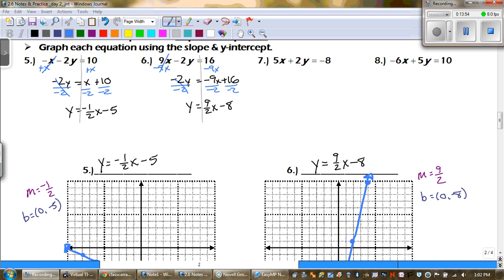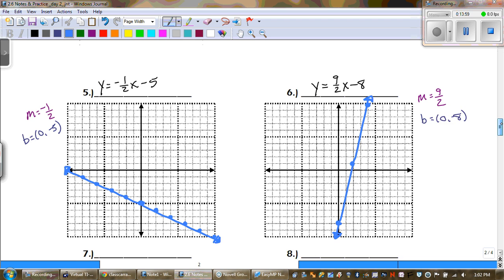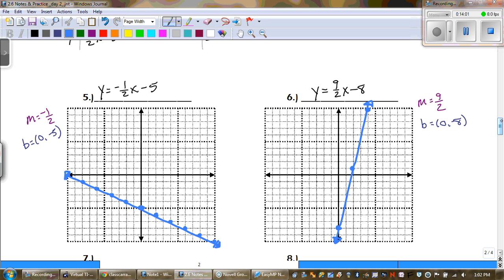Okay, so number 6, you should have gotten y equals 9 over 2 x minus 2. And then if you take a look, there's my line. Okay, slope is up 9 over 2. It's a positive slope, so I know that my line should be positive. And then we started at -8.